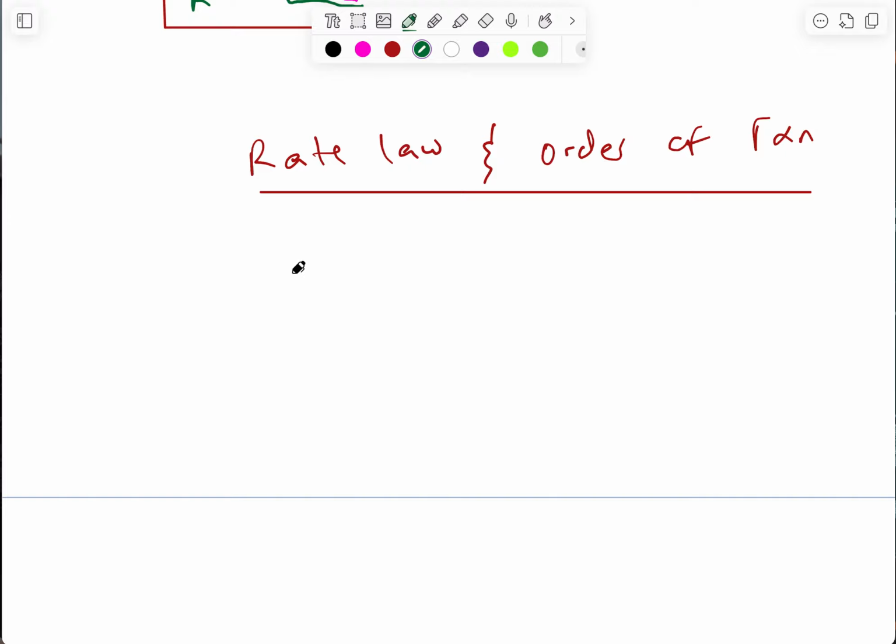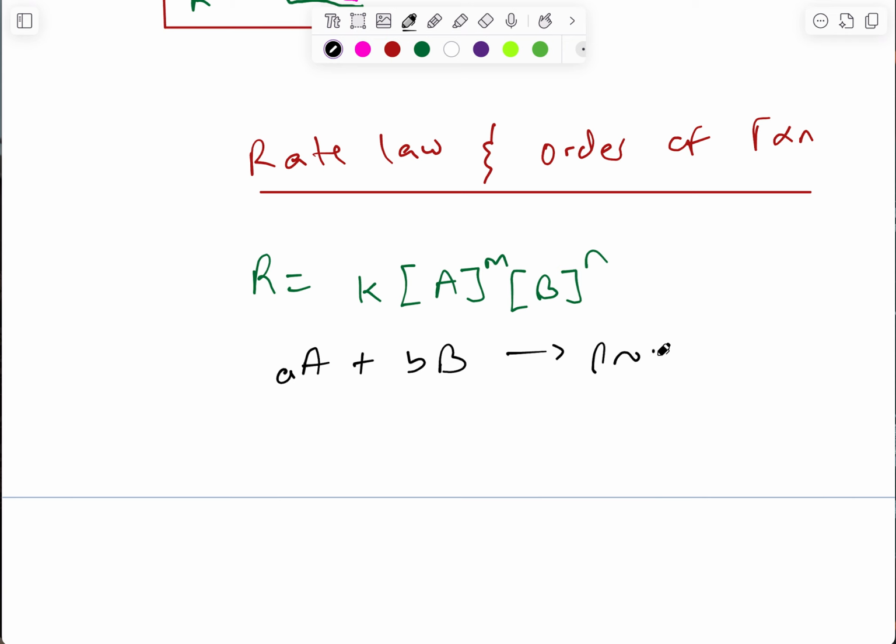So generally, you have rate given as k, [A] raised to power m, multiplied by [B] raised to power n. Note that this represents an equation of reaction such that you have something of this nature: A plus B, and then this is forming the product. So this m and n will be determined experimentally.